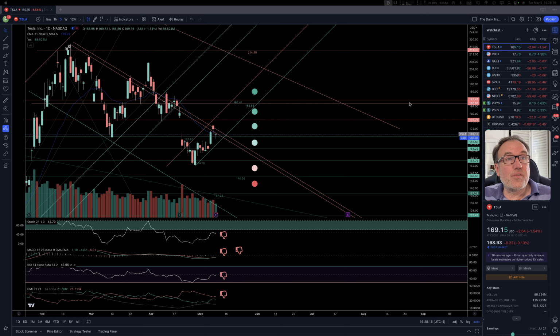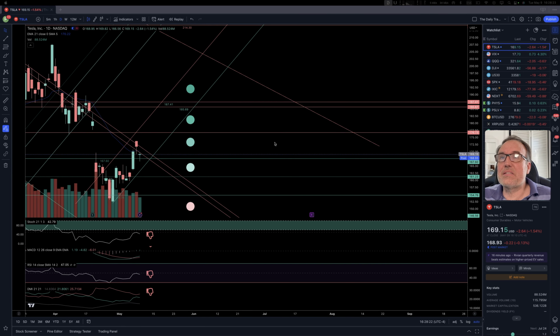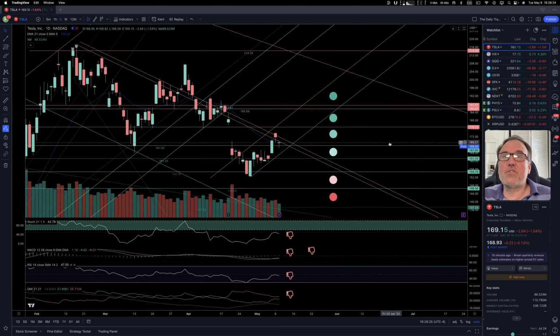So Tesla is down $2.64. That's 1.54%. Closed at 169.15. Post-market, we seem to be down by a further 22 cents. So let's look at what we have here on the chart.